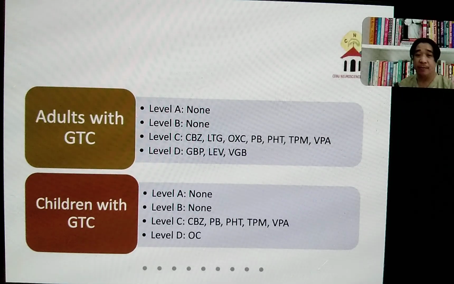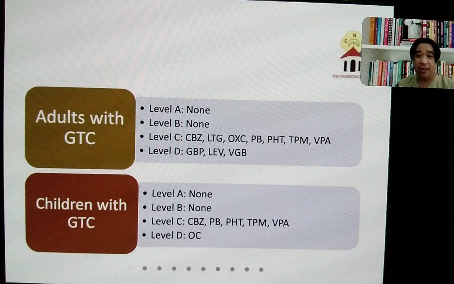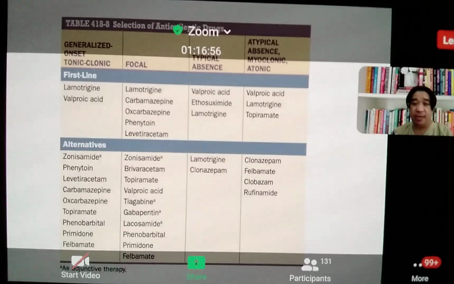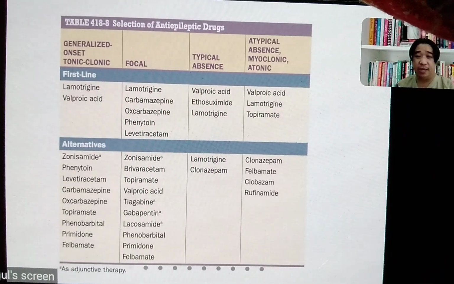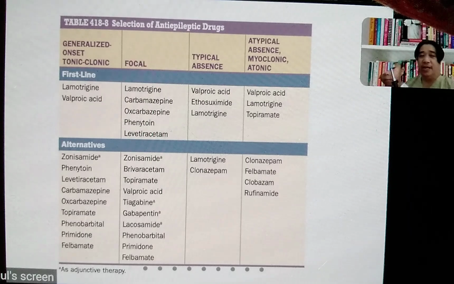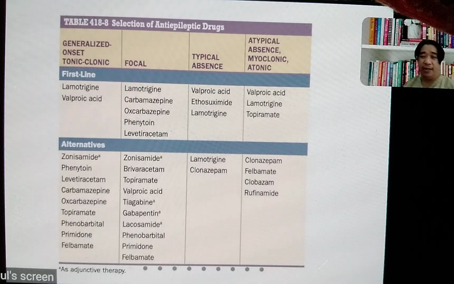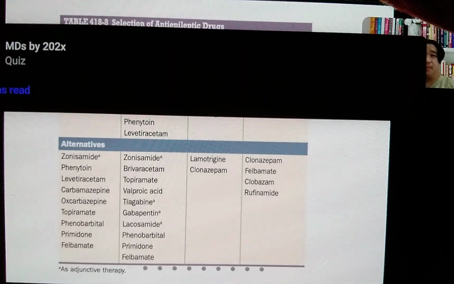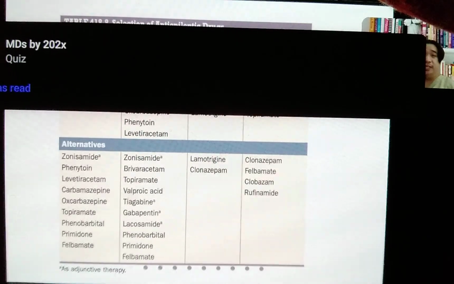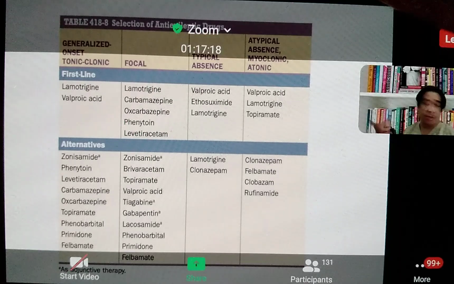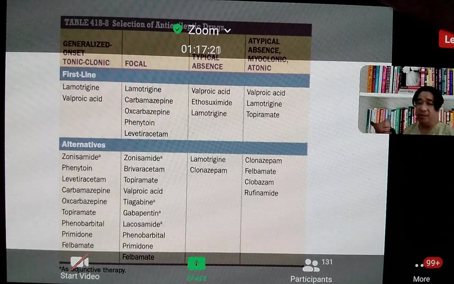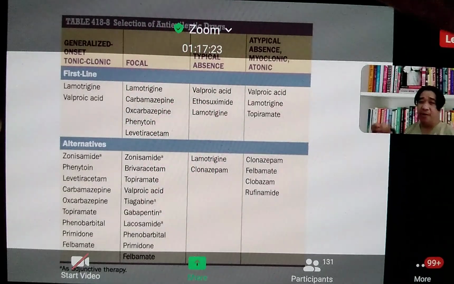Okay. We'll skip this. We'll use this one. For examinations, please follow this. This is lifted from your Harrison's. For GTC, generalized onset tonic-clonic seizures, we have first line, this is lamotrigine and valproate. For focal, it's lamotrigine and carbamazepine. Okay, for absence, this is for examination purposes. Always remember your first line here.